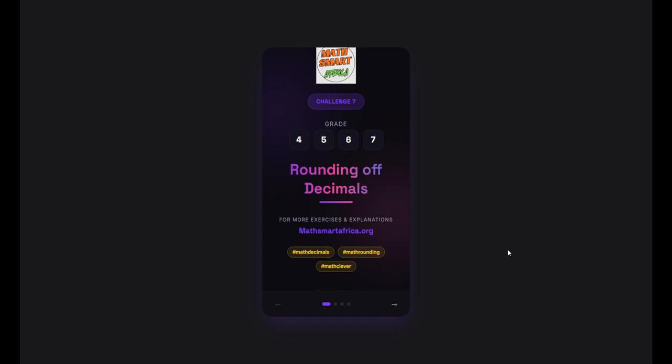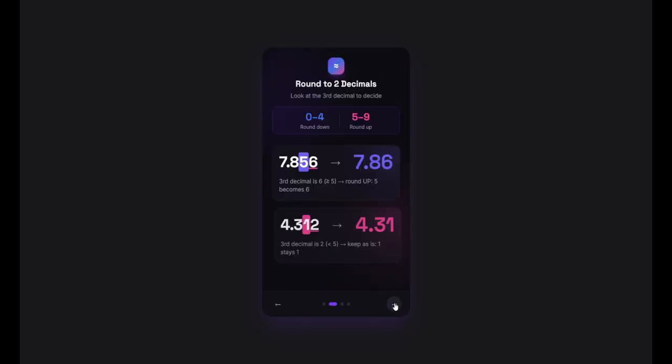Going to look at rounding of decimals. Round to 2 decimals, look at the third decimal to decide. If the third decimal is between 0 and 4, you round down. If the third decimal is between 5 and 9, you round up.